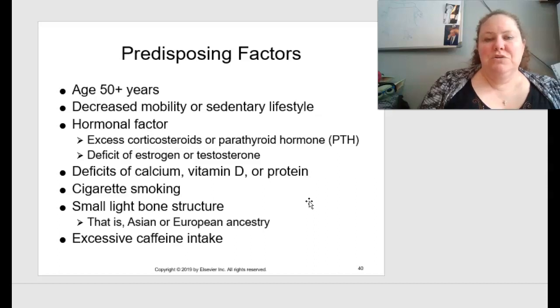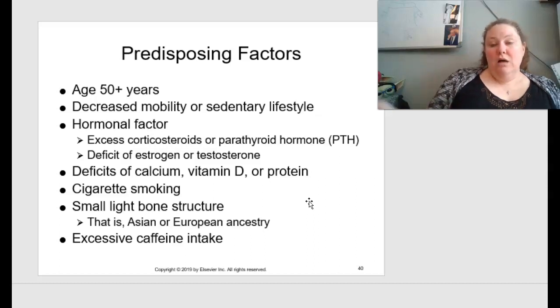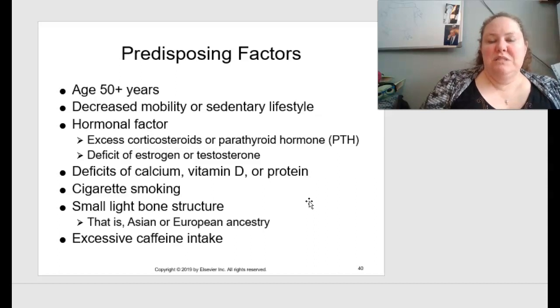This can cause decreased mobility or be because of decreased mobility or a sedentary lifestyle. You can have hormonal factors that are going to play a role, where you have excess corticosteroids or a parathyroid hormone, which is abbreviated PTH. You can also have a deficit of estrogen or testosterone. And these deficits of calcium, vitamin D, or protein can also cause this osteoporosis.